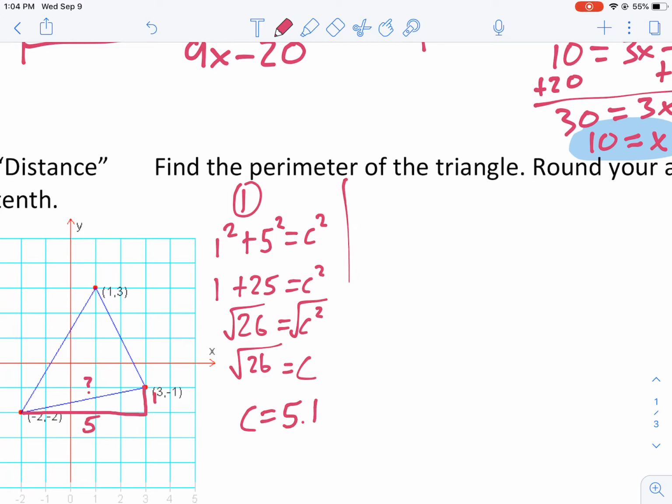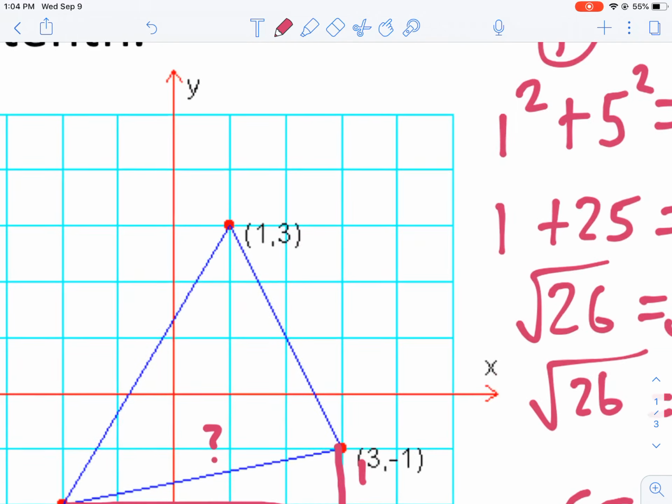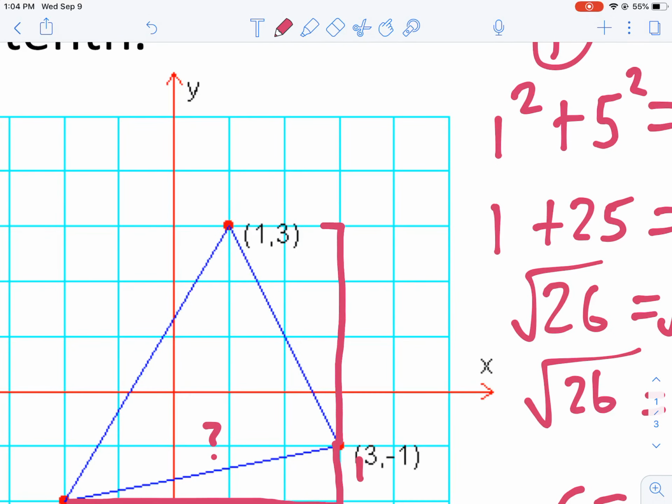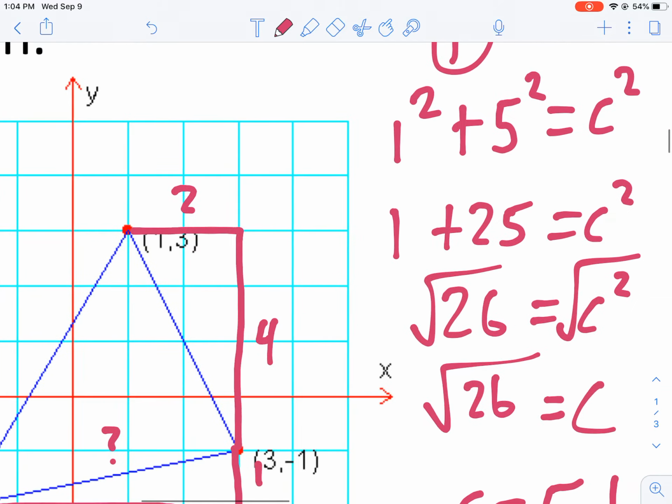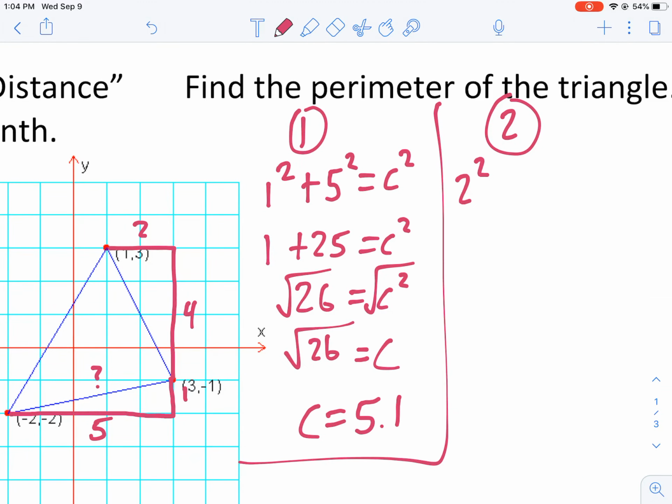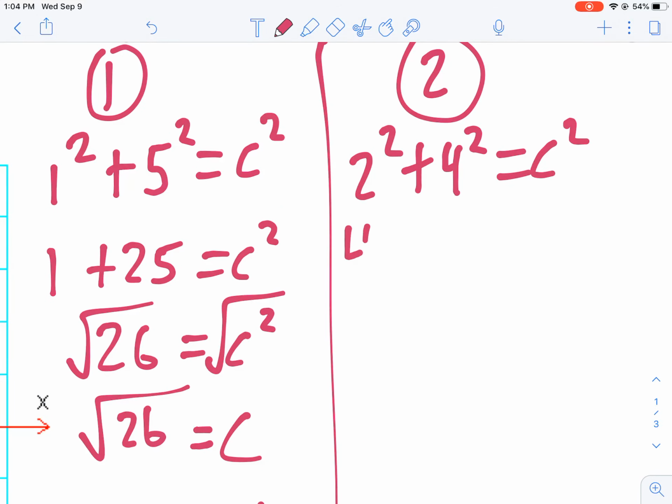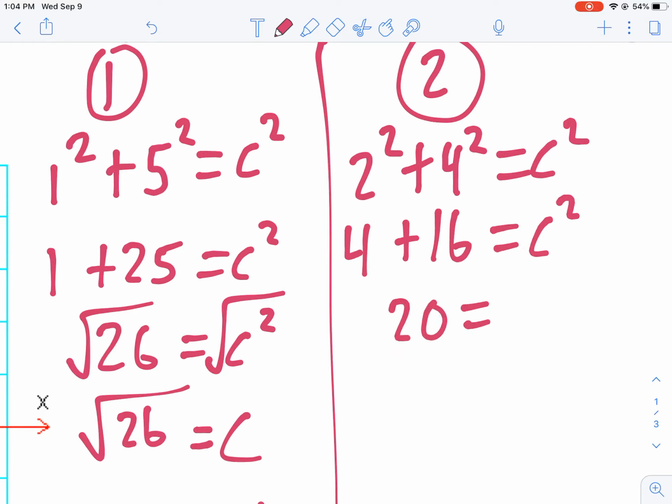Cool. Our next problem, we need to figure out a new side. So I'm going to do this side right here. All right. So I counted up 1, 2, 3, 4. And then I count over 2. All right. So this time we have 2 squared plus 4 squared equals c squared. So 2 squared is 4. 4 squared is 16. Now we add these together. We get 20 equals c squared. Square root both sides. C equals the square root of 20.